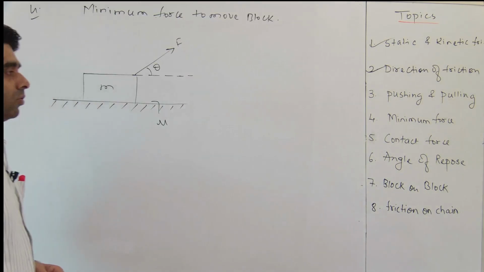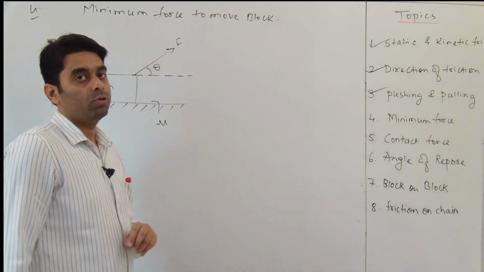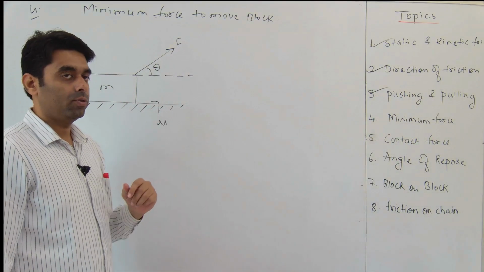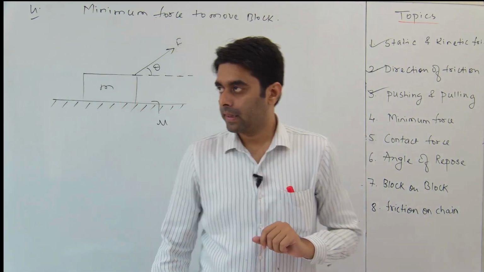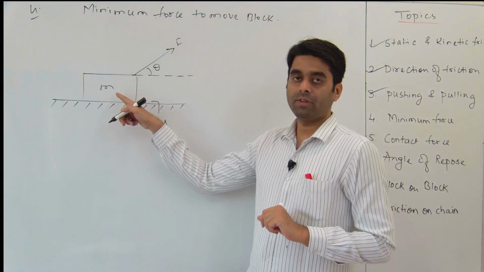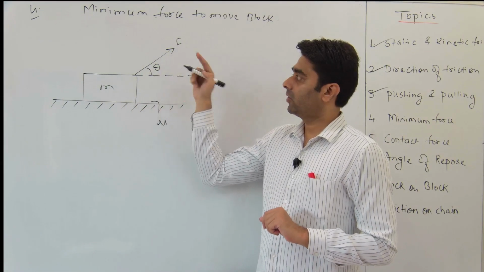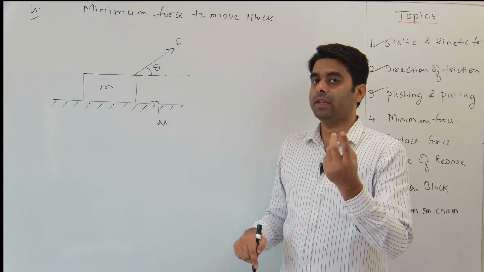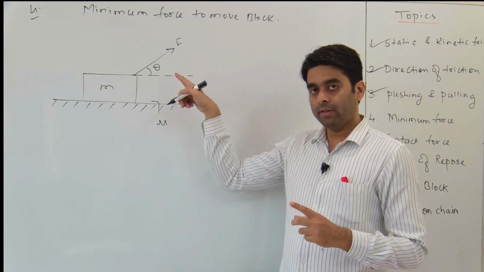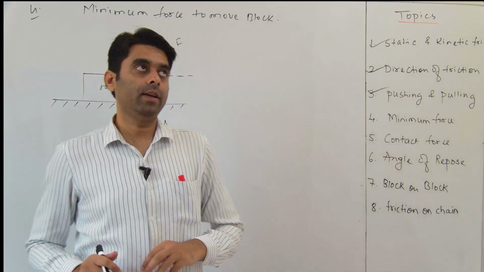Okay, so we have done pushing and pulling. Now we are talking about the minimum force required. Pulling is easier as compared to pushing, but in pulling also, how much force? Suppose a situation is given in which a block of mass m is being pulled by a force F at an angle theta. How much minimum force is required to move it, and at what angle theta should we apply this force F? So let us see how to find this out.